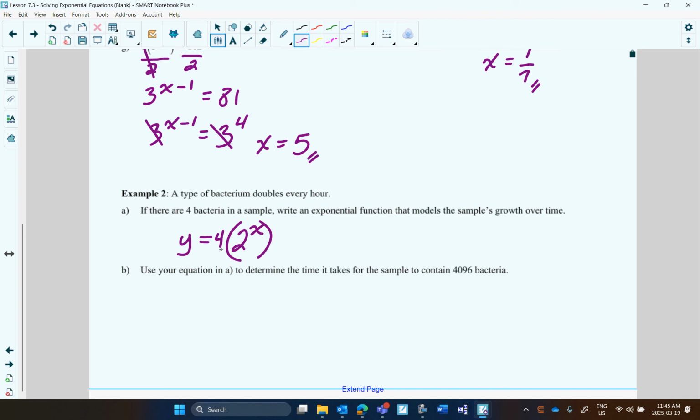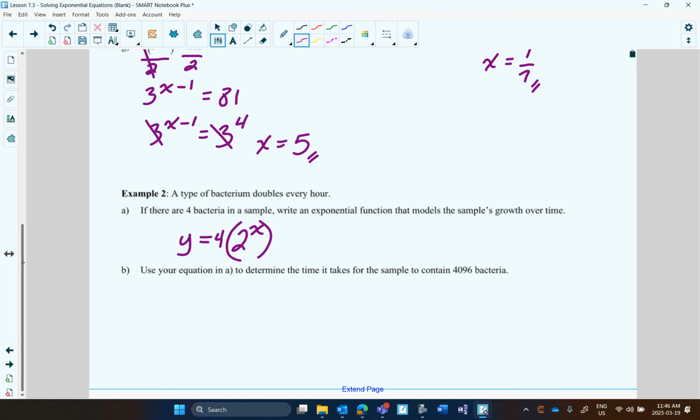So at 0, it would be 4 because 2 to the 0 is 1 and 4 times 1 is 4. So when it first starts, it's 4. After 1 hour, it's 4 times 2. After 2 hours, it's 4 times 2 times 2. But it always starts with 4 times.